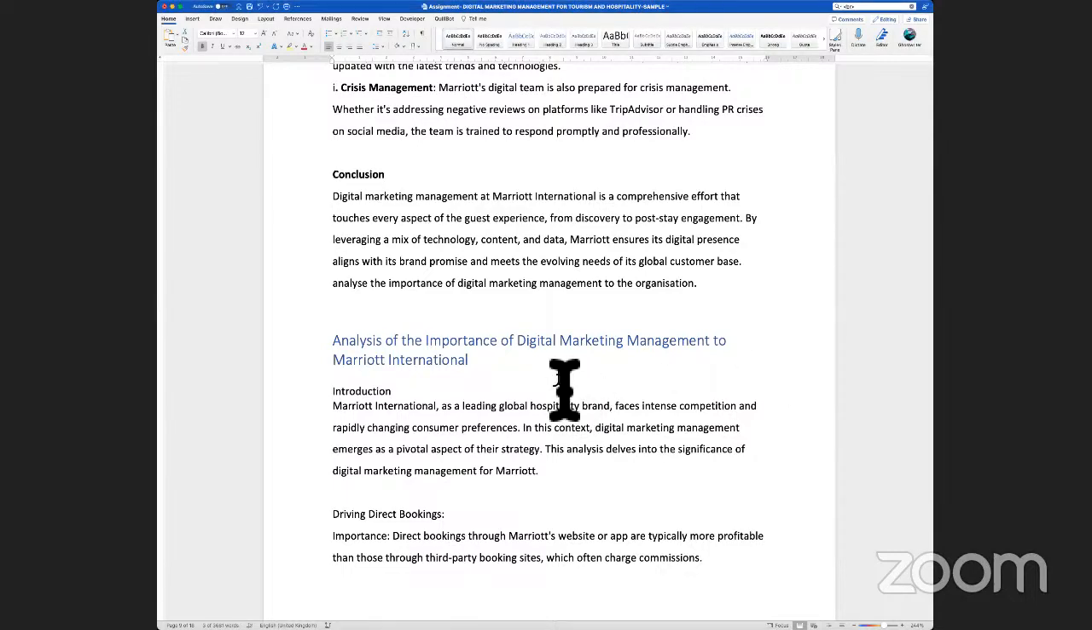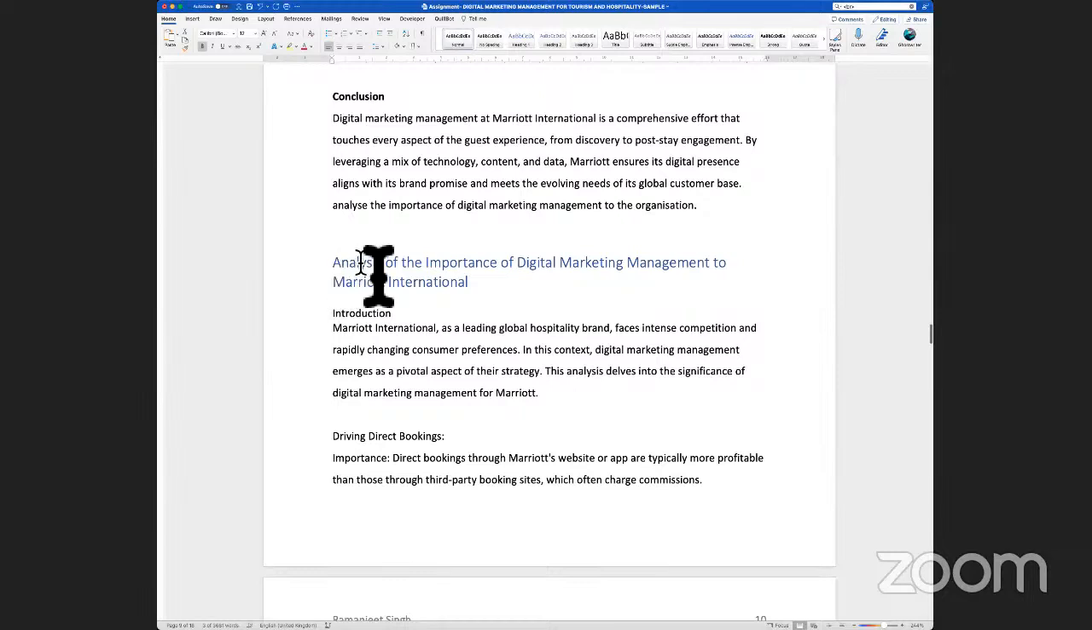Okay, now the next task is analyze. Analyze the importance of digital media marketing. So obviously what I've done is I've replaced "an organization" with Marriott International, because I have chosen Marriott International as an organization to discuss this.